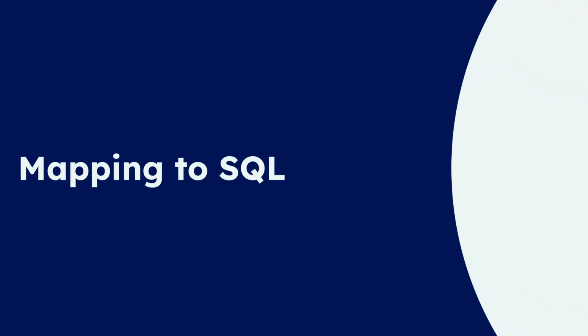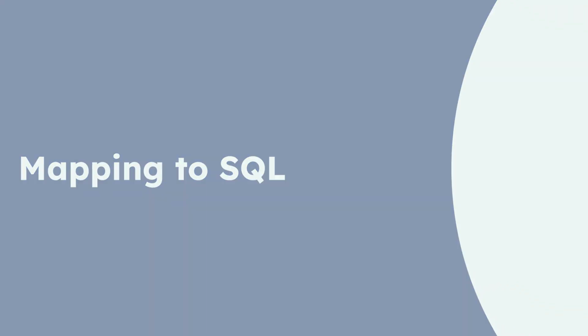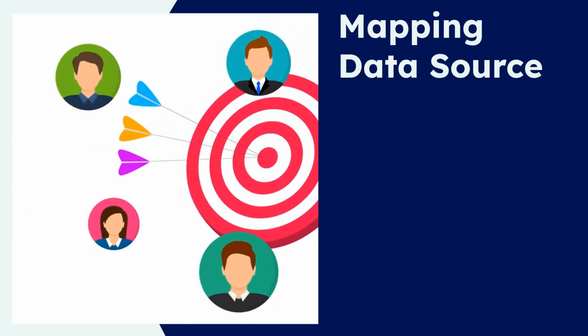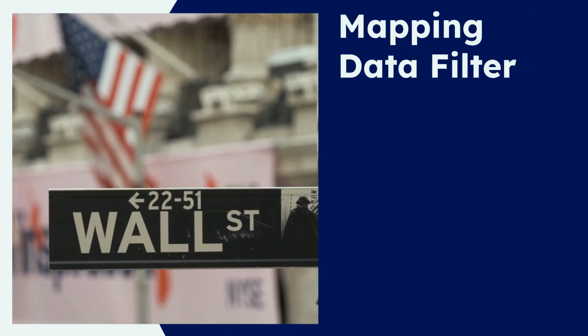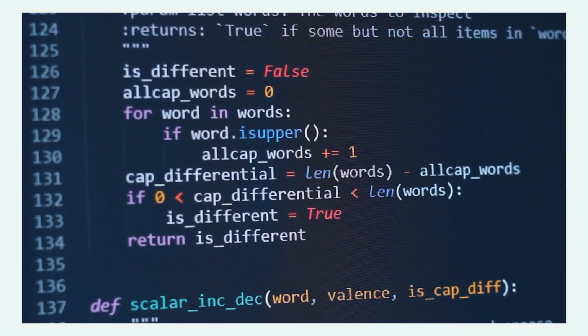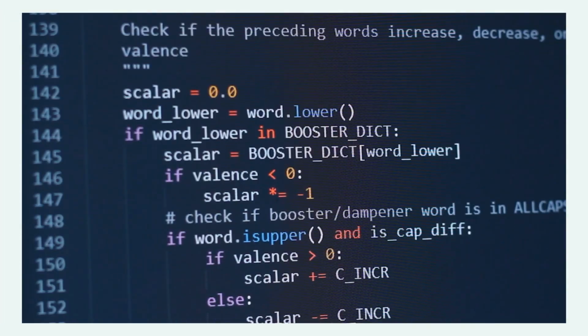Next, we map these keywords to the appropriate SQL structures. We figure out the data is from the customers table. We determine the data filter is the location of New York. This step is crucial for forming the correct SQL query.